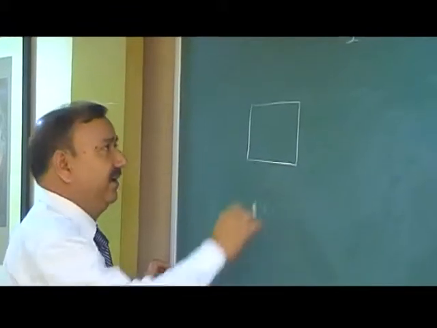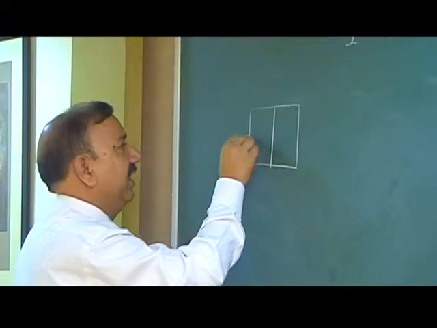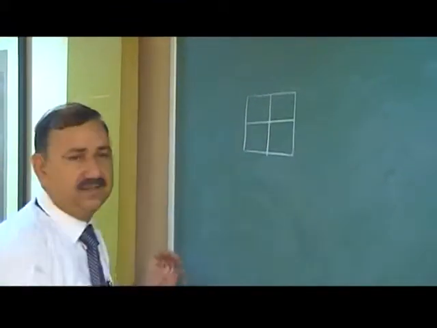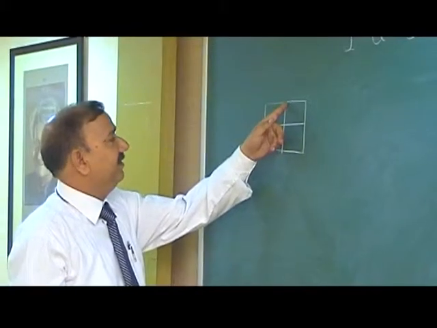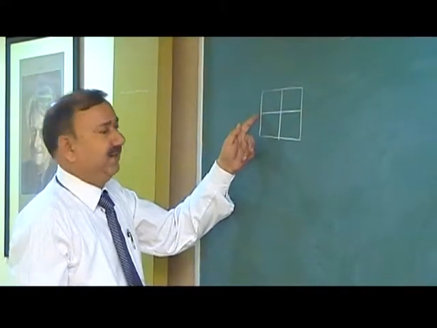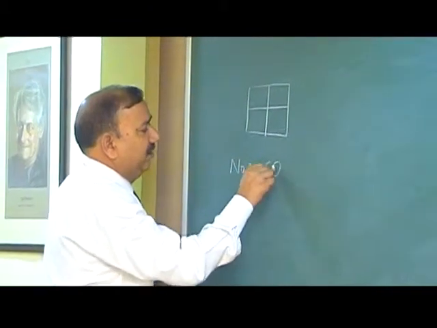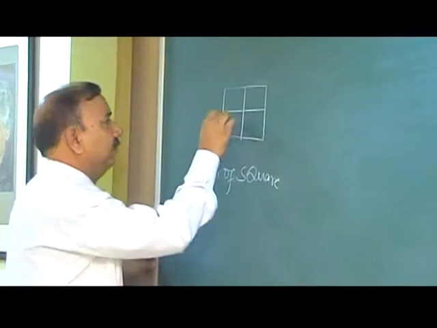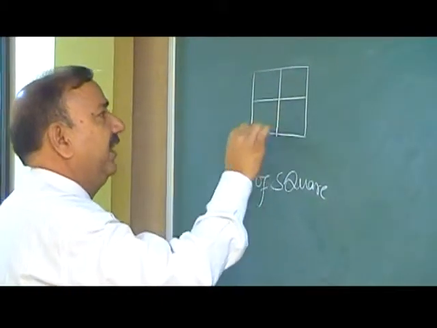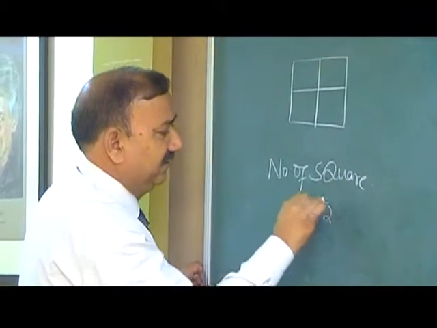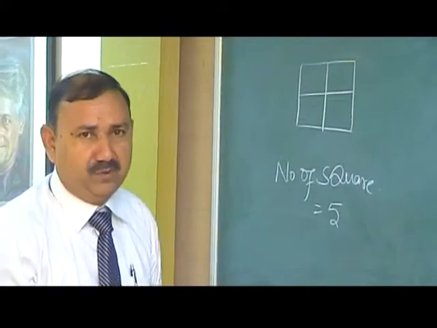This is a square. The question is very simple: how many squares are there? We have put a line at the center. Number of squares in the given figure: we have 1, 2, 3, 4 and 5. Here are 5 squares.